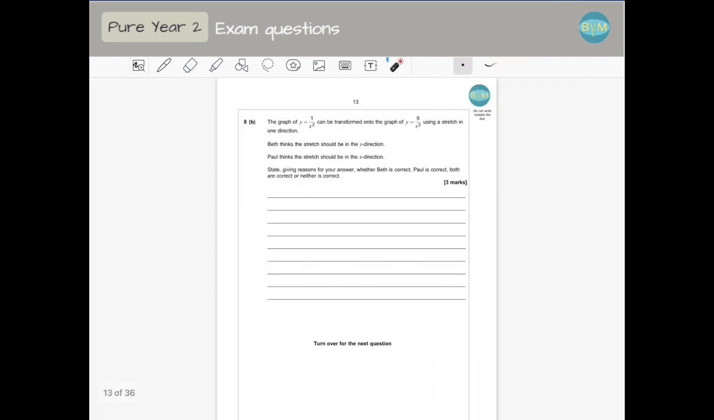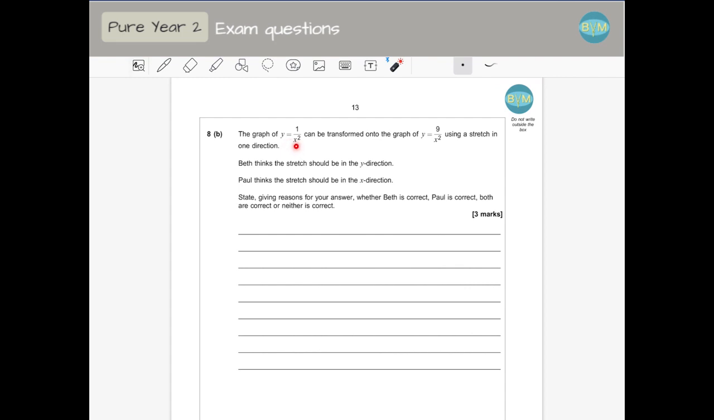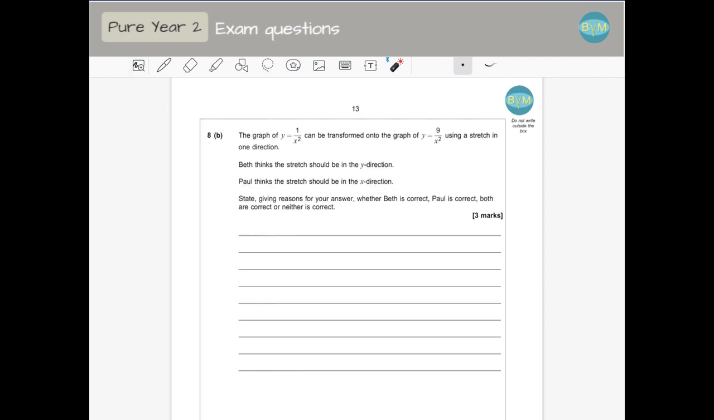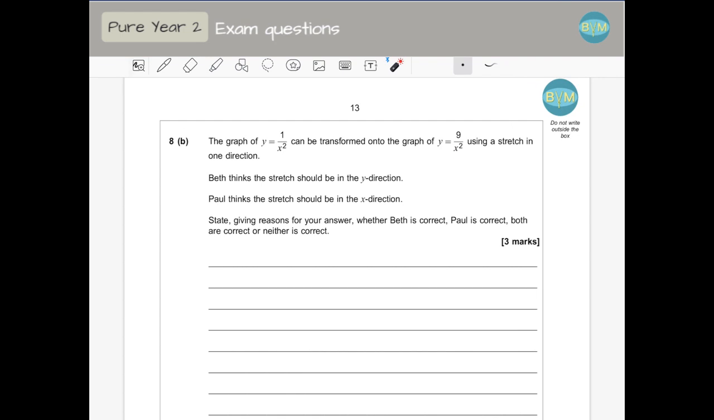Then for B, they say the graph y equals 1 over x squared can be transformed onto this graph, 9 over x squared, using a stretch in one direction. Beth thinks the stretch should be in the y direction. Paul thinks the stretch should be in the x direction. I think your impression and my impression too is that this is very simple. It's just 9f(x). So if this is f(x), this one is going to be 9f(x), and this is a stretch in the vertical direction.